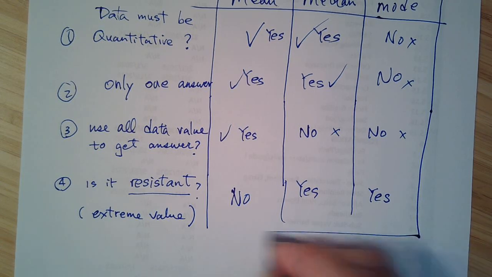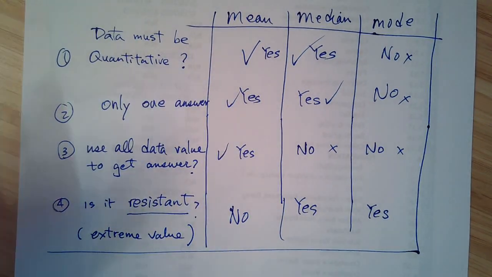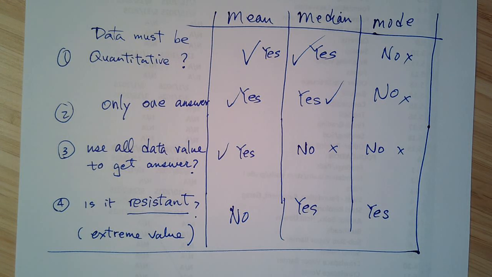All right, so those are the comparison of this mean, median, mode in certain ways, so you can get a better understanding about the center. And I think that's everything we should know about the center, or measures of center, or the central tendency.